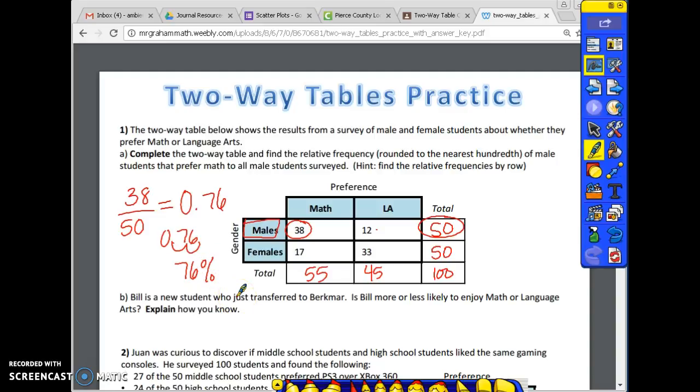Bill is a new student who just transferred to Berkmar. Is Bill more or less likely to enjoy math or language arts? Explain how you know. Bill is more likely to like math because 76% of the men prefer math.